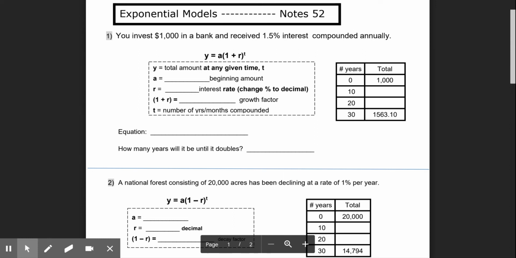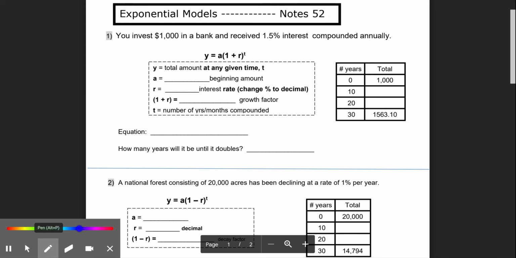We're going to be dealing with exponential models today, notes 52. So let's say you invest $1,000 in a bank and receive 1.5% interest compounded annually. So you're going to be given an exponential model of y equals a times the quantity 1 plus r raised to the t power.